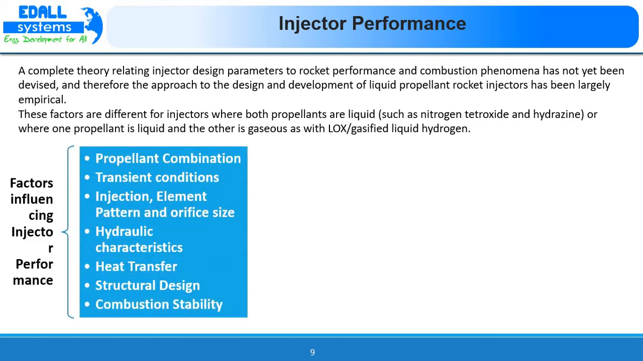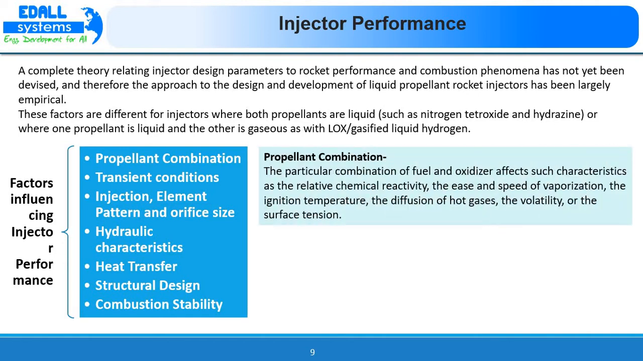Some of the parameters listed here are the propellant combination, that is, what fuel and oxidizer we are using as the propellants, then the transient conditions, then injection element pattern and orifice size, different hydraulic characteristics, then the heat transfer, the structural design, then combustion stability. We'll discuss each of these parameters in brief.